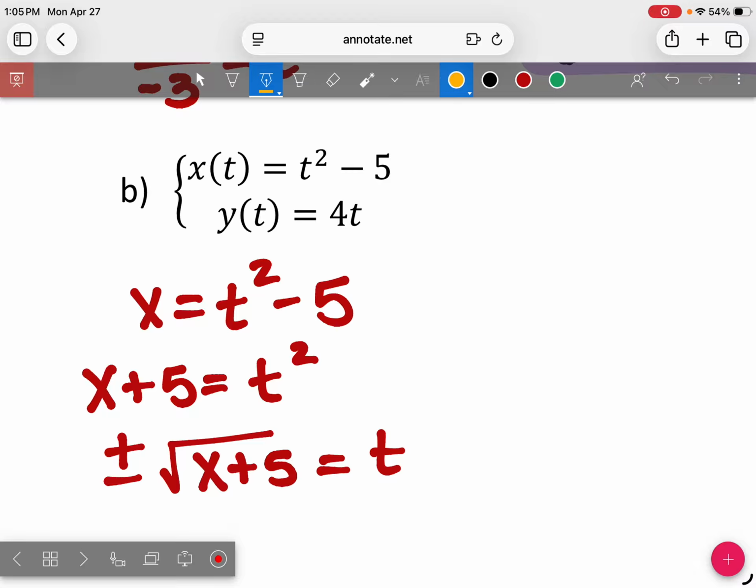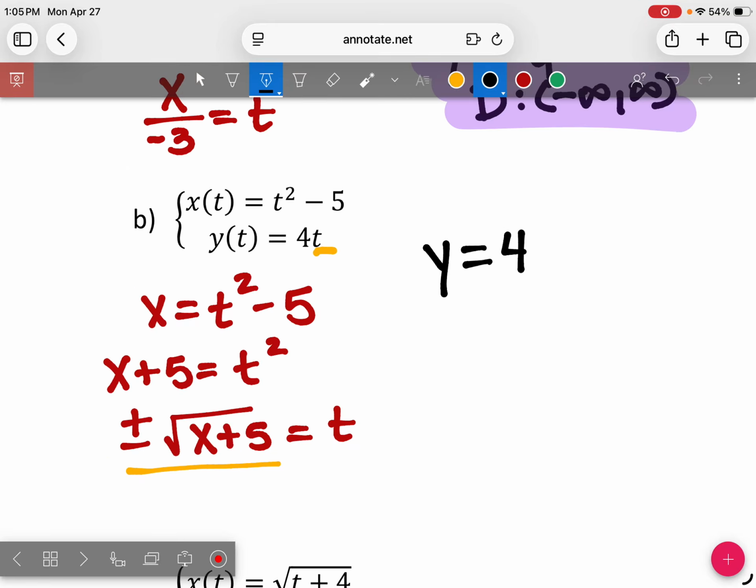So now we're going to take this here and plug it in for t. So we have y equals 4. Make your parentheses and substitute that inside the parentheses. Can I distribute into a square root? No, we're done. That's all we can do.